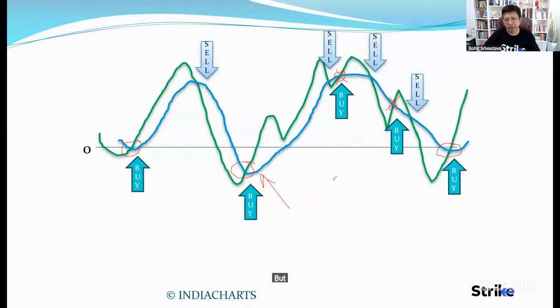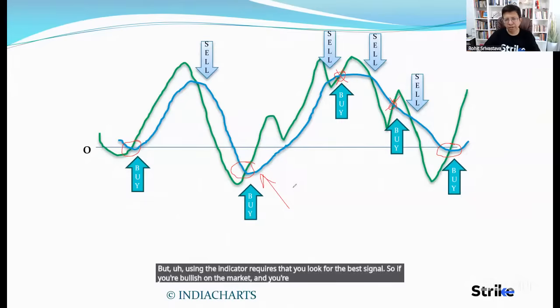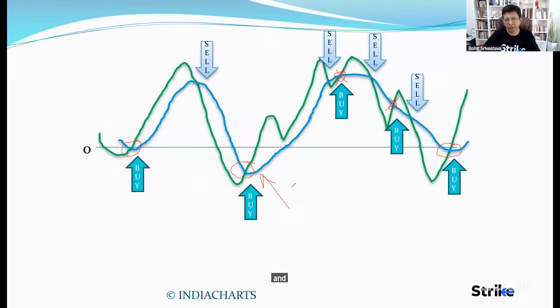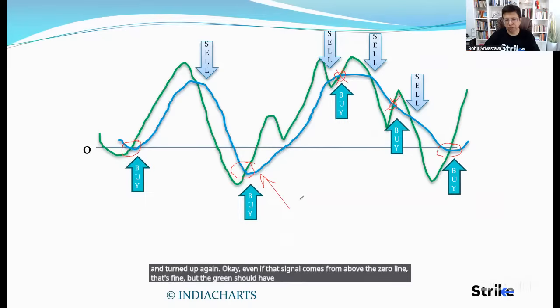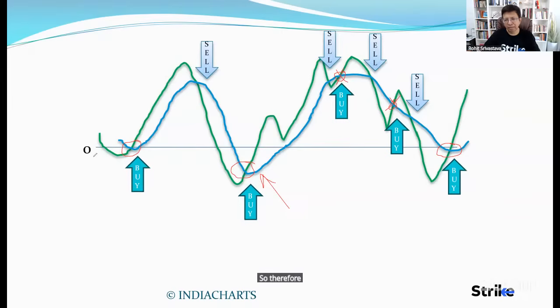But using the indicator requires that you look for the best signals. So if you're bullish on the market and you're looking for buy signals, you're looking for buy signals that come after the green line has touched zero and turned up again. Even if that signal comes from above the zero line, that's fine, but the green should have touched zero before giving a buy. So therefore, there were three buy signals on this chart which were significant. These were not.